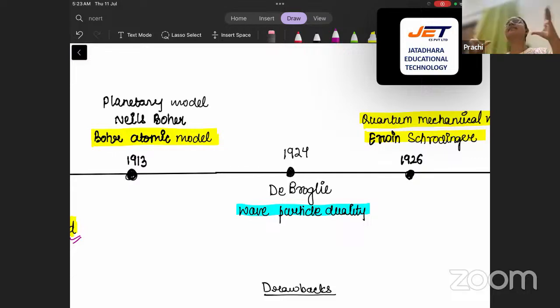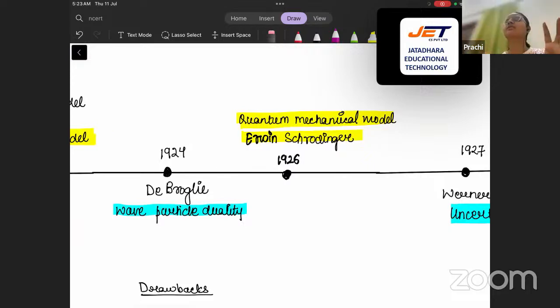Now, once the scientists knew that light has a dual nature, and electrons also have a dual nature, then Schrodinger, considering all that was given through these experiments, gave another model in which he said that the electrons are like a cloud around the nucleus, and the energy is quantized.